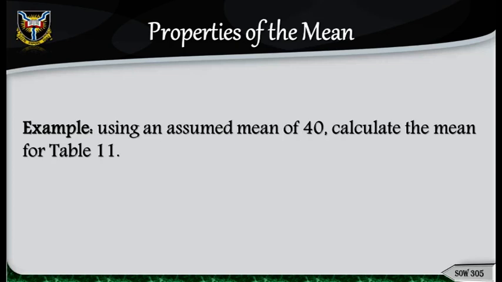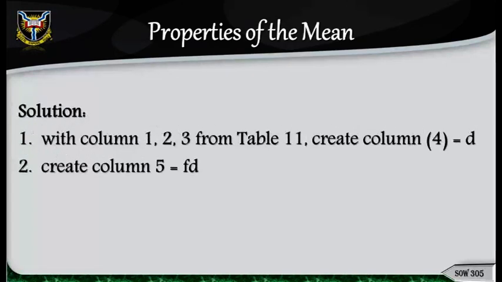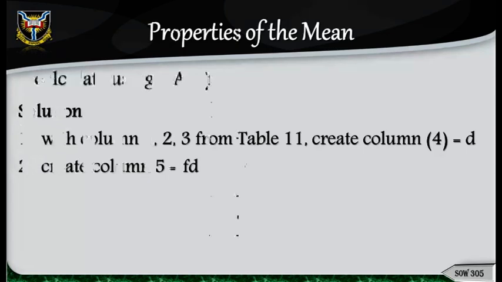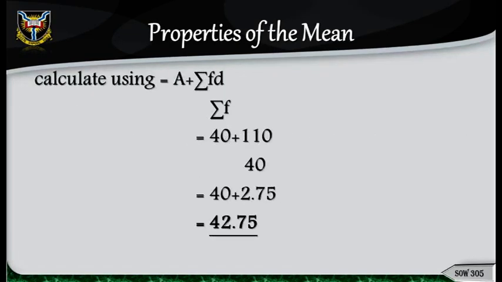Example: using an assumed mean of 40, calculate the mean for table 11. Solution. 1. With columns 1, 2, 3 from table 11, create column 4 equal to d. 2. Create column 5 equal to fd. 3. Calculate using x bar is equal to A plus Σfd all over Σf.